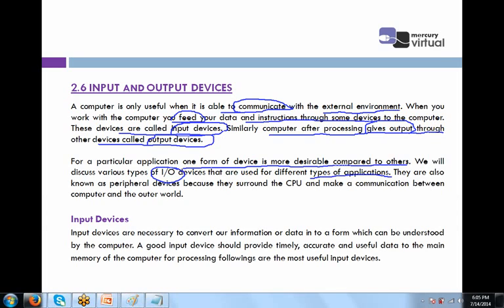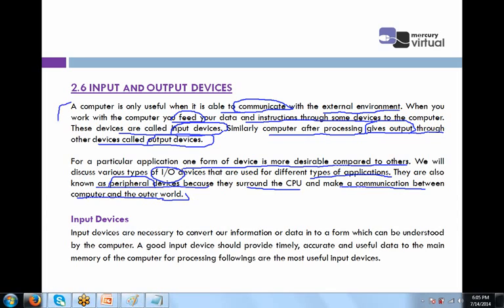Means the applications where we use the input devices, where we study what the input devices are. They are also known as peripheral devices. As I told you earlier, peripheral devices means a combination of input and output devices, because they surround the CPU and make communication between the computer and the outer world. Clear? Now let's see input devices.